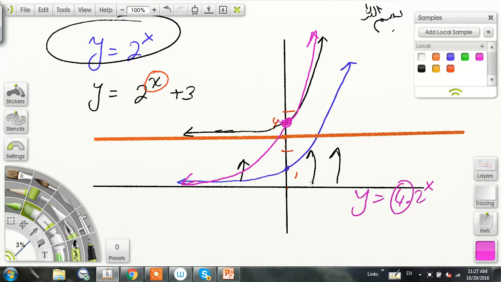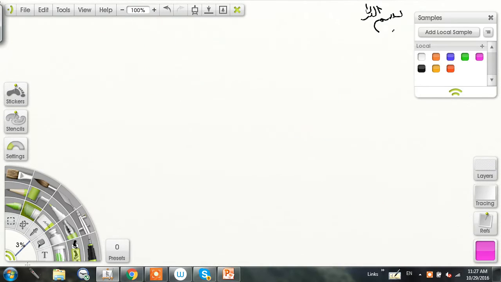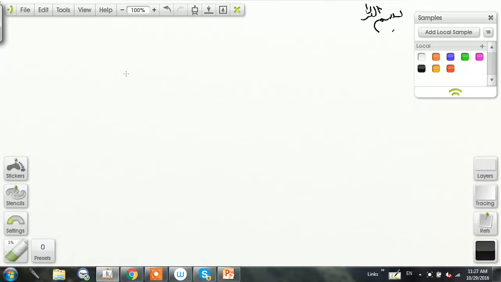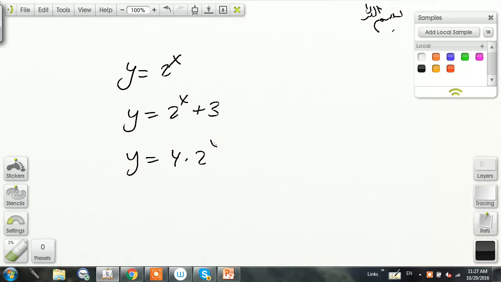Do you see the difference? Okay? So let me just make sure you understand. Y equals 2 to the x, then it's y equals 2 to the x plus 3. This is the whole function moved up 3. Y equals 4 times 2 to the x. The y-intercept is 4, but the asymptote is still going to be the same as the parent function. Does that make sense?